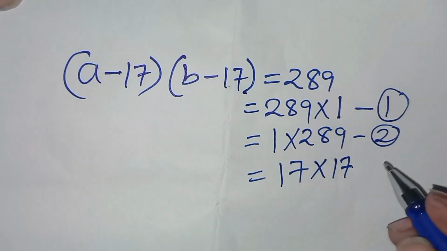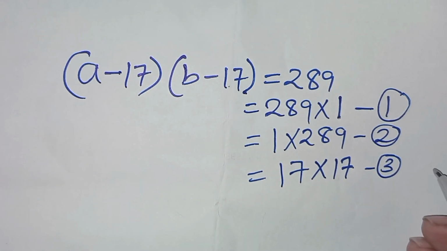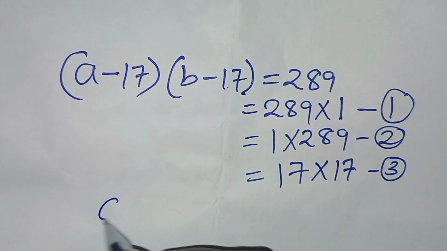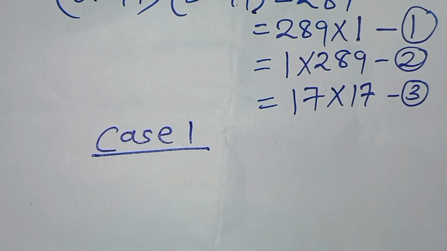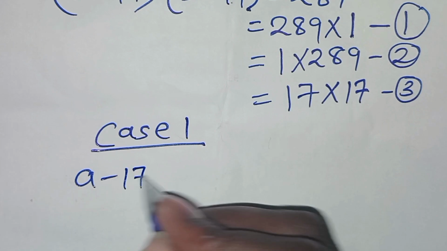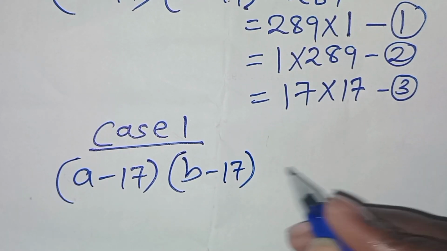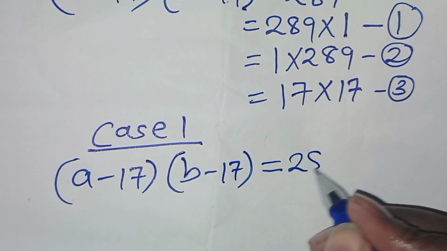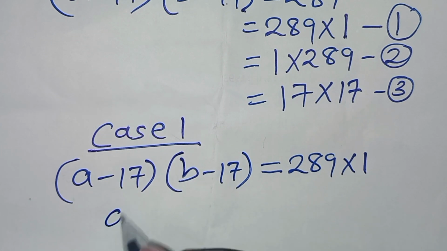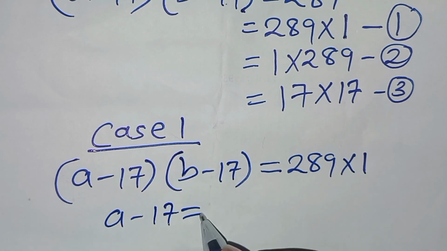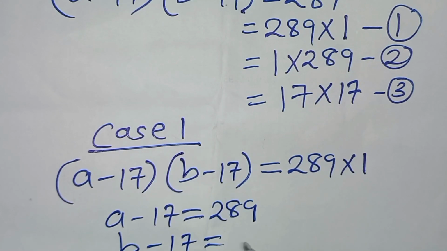So in this case, here we have 3 cases. Let's start with case 1. Here we have a minus 17, b minus 17, equal to 289 times 1. So that means that a minus 17 is equal to 289, and b minus 17 is equal to 1.